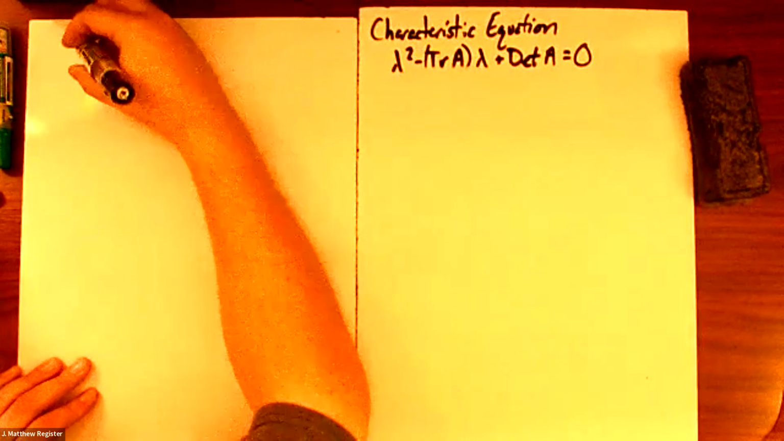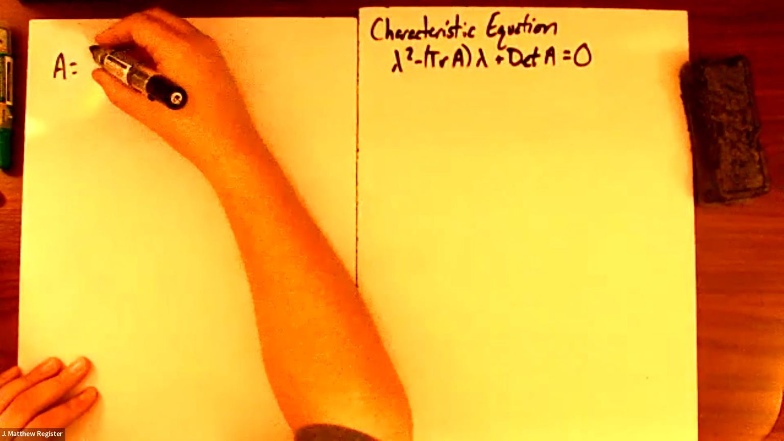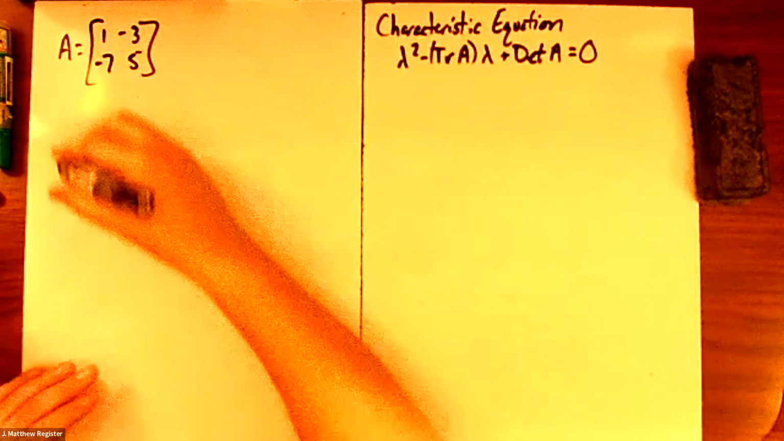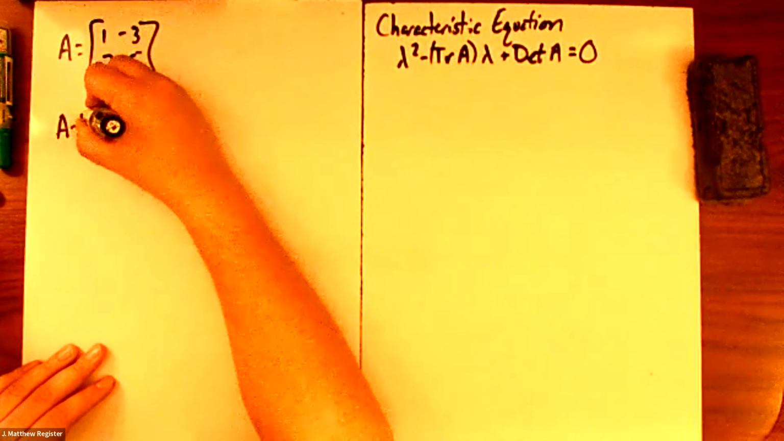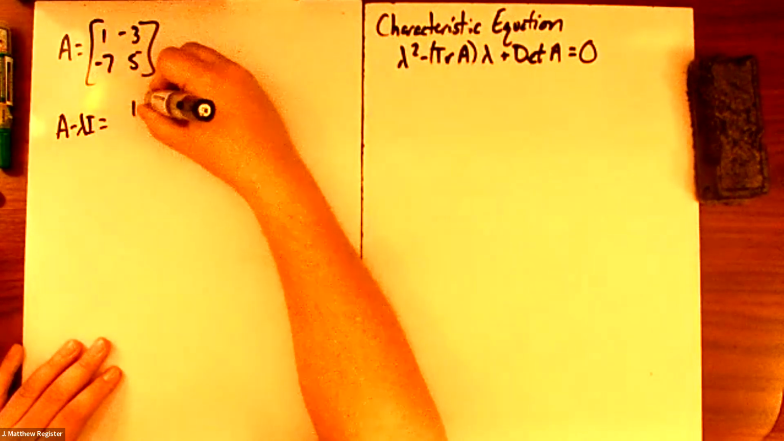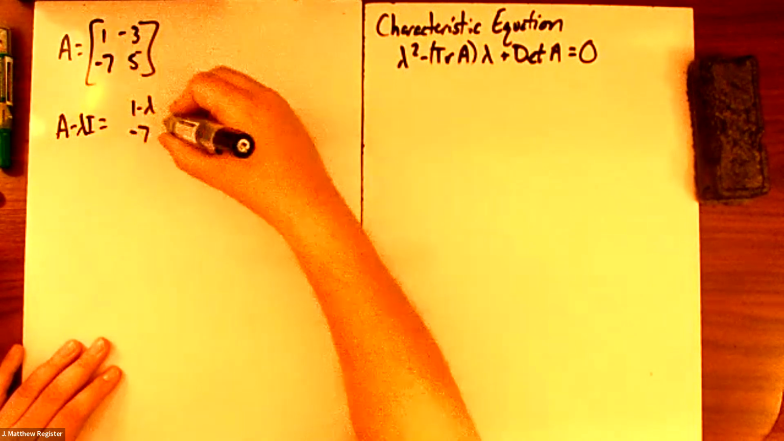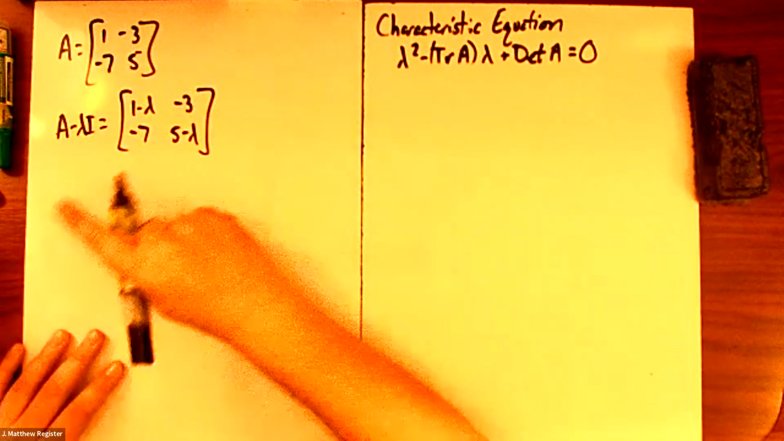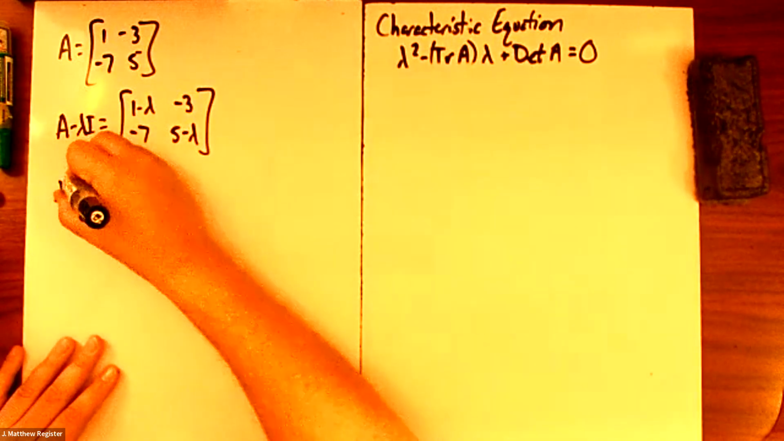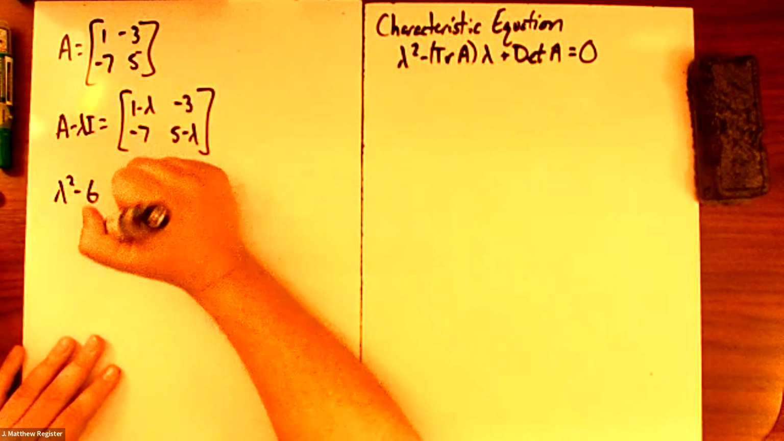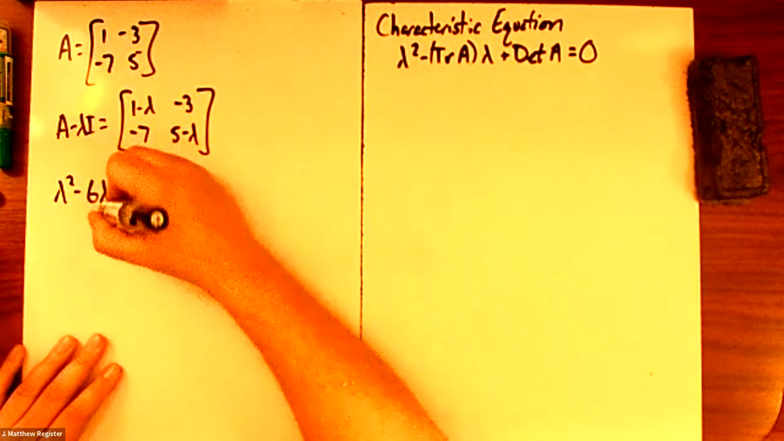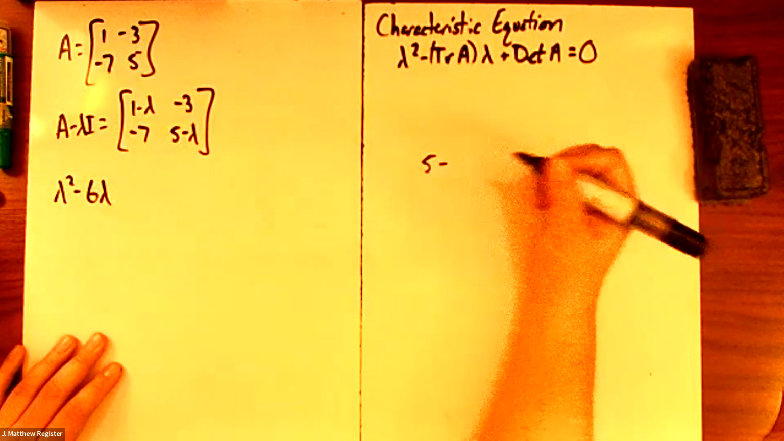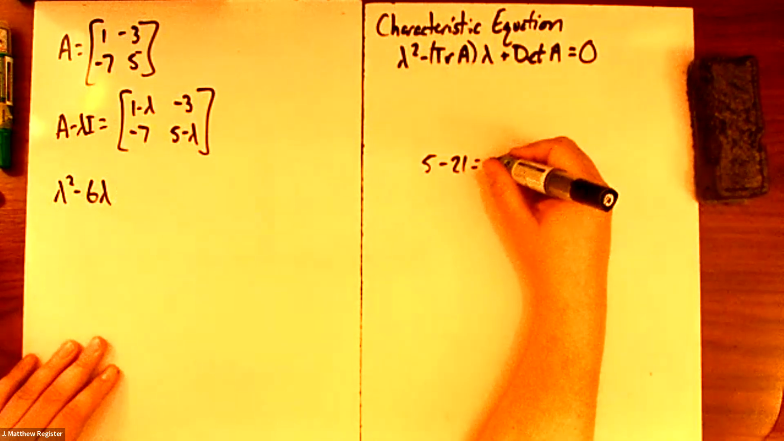And so let's do the next one, which is the matrix A is equal to 1, negative 3, negative 7, and 5. Again, we can figure out what A minus lambda I is equal to. A minus lambda I is going to be 1 minus lambda, negative 3, negative 7, and 5 minus lambda. We can then use our characteristic equation. And so it's going to be lambda squared minus the trace. And so that's going to be minus 6 lambda. And then it's going to be plus the determinant. So the determinant in this case is going to be 5 minus 21. It's going to be a negative 16.